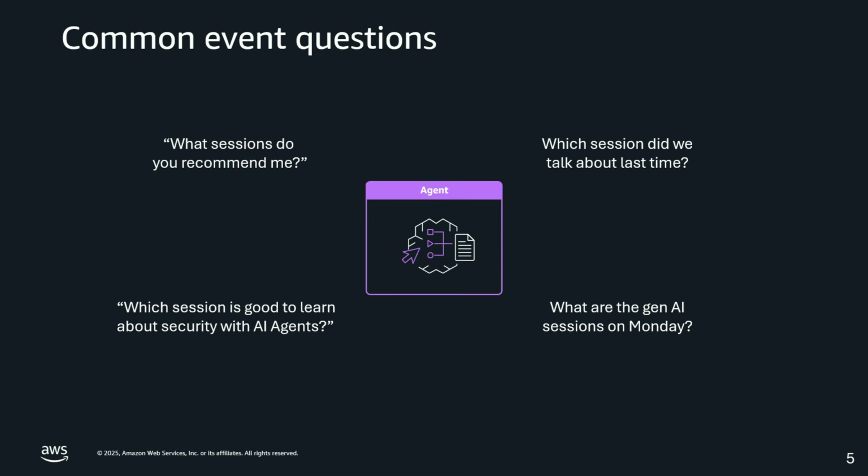So I can say, hey, what sessions do you recommend me? And we normally expect nowadays these agents to have information about us, right? Remember some stuff about us, and be able to recommend the stuff based on our preferences. Or questions like, which session did we talk about last time, having some kind of history, or what sessions are there on Monday? These are common event questions that show up, and if you don't ask the app, you ask someone who's there to help. We wanted to have it all in a single place.